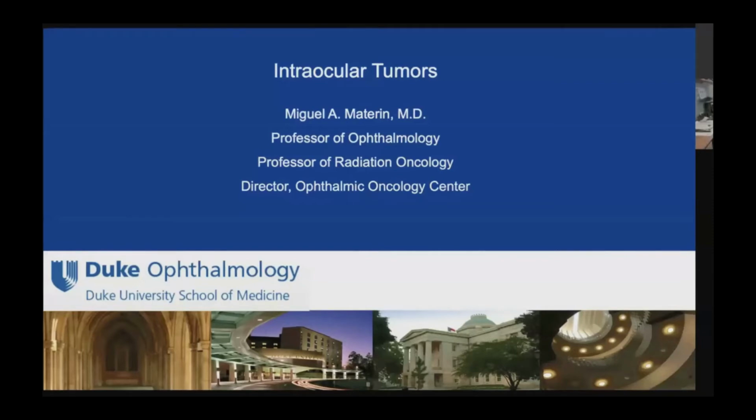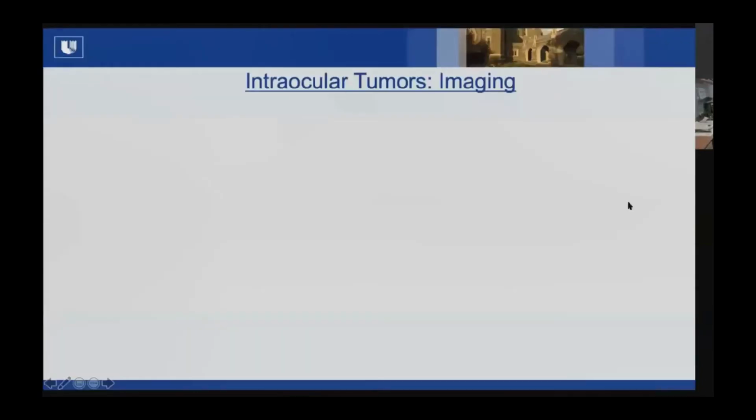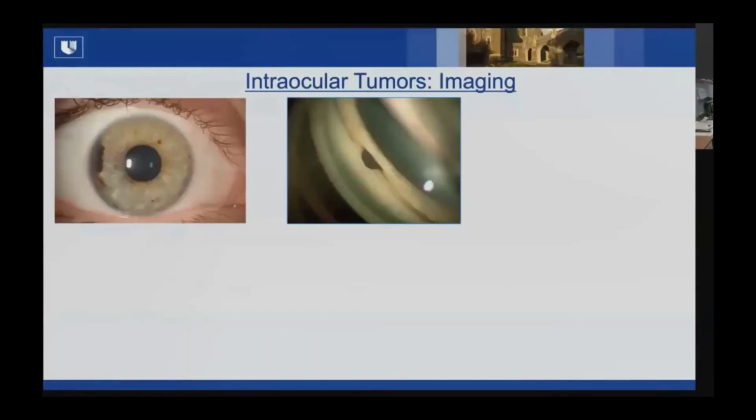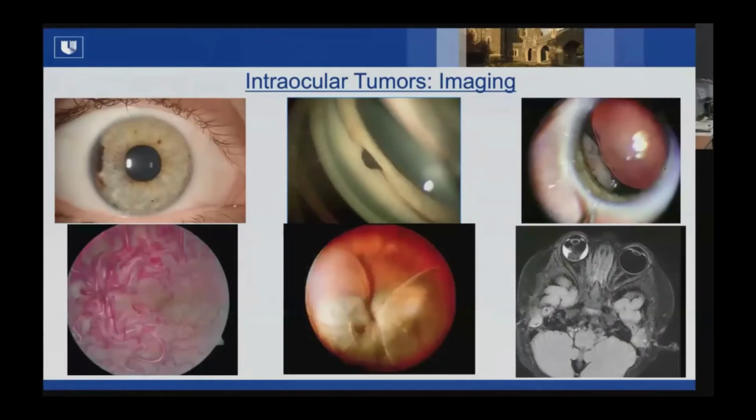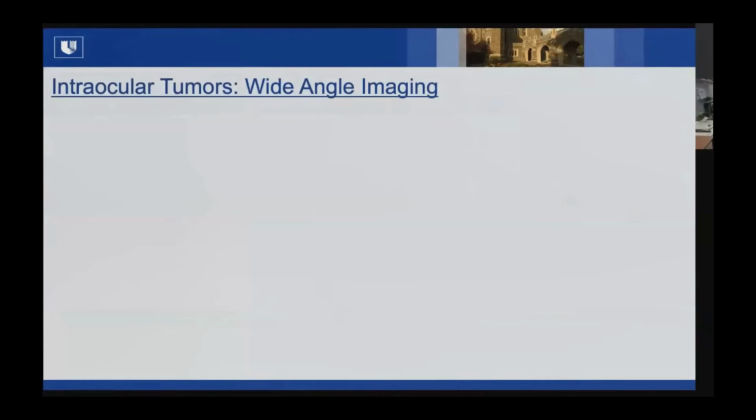And I would like to share with you how important imaging is in the managing of intraocular tumors. Very different modalities, all of them are important for us, and we're going to describe some of this imaging. Our focus today is on wide-angle imaging.